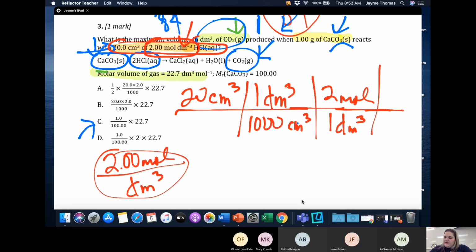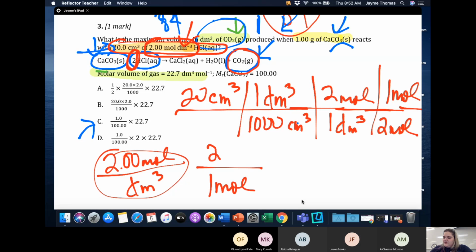So for the molar ratio, HCl does have a 2 coefficient in front of it, so 2 moles would go down here. And then CO2 still doesn't have anything, so that's 1 mole. I'm kind of out of room, so I'm going to continue down here because we have that last step, since they want us to solve for the volume of the gas: 22.7 cubic decimeters. So the ending is still the same as my first calculation. Now if I simplify this, let me scroll down a little bit.